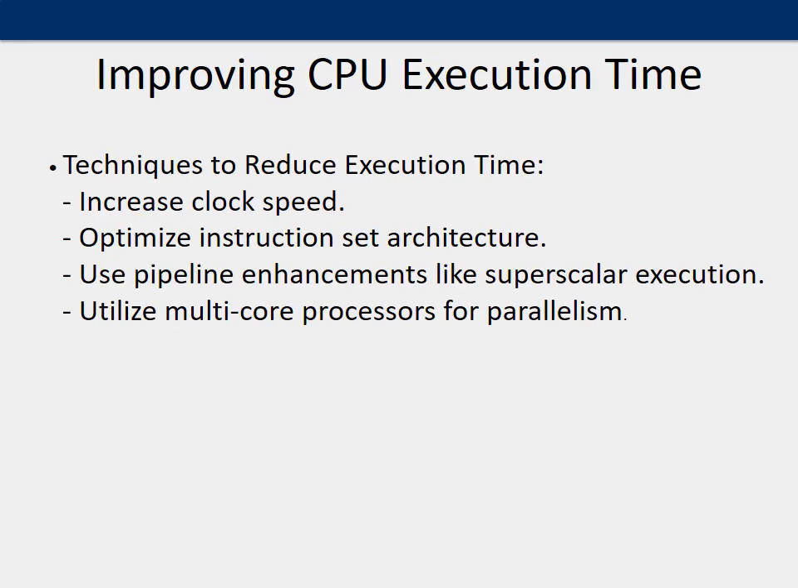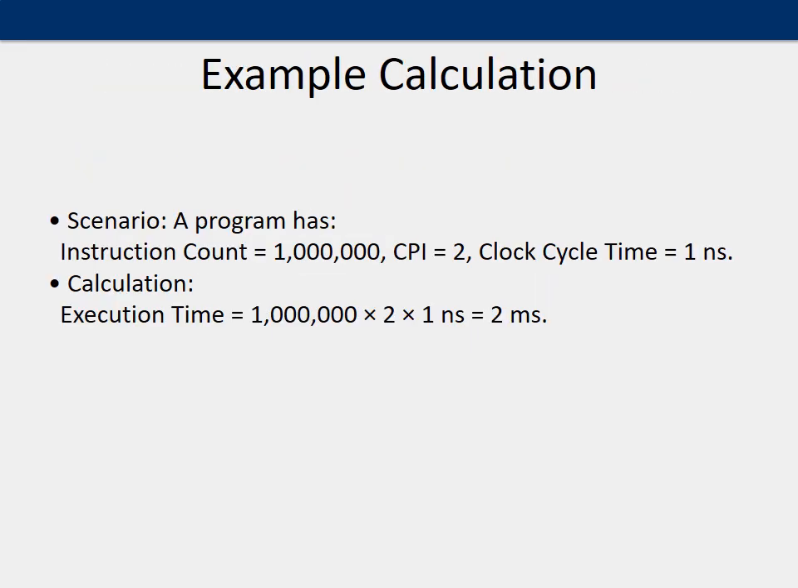And for improving the execution time of the CPU, we need to reduce execution time by some techniques like increasing clock speed, optimizing instruction set architecture, using pipeline enhancement like superscalar execution, and utilizing multi-core processors for parallel scenarios.